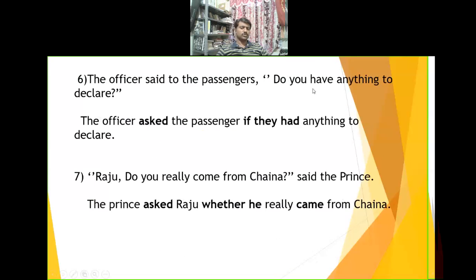When there is a do, you have to remove the do. When there is a negative word, don't, when it comes, do not remove it. You have to put didn't. Let's put it.